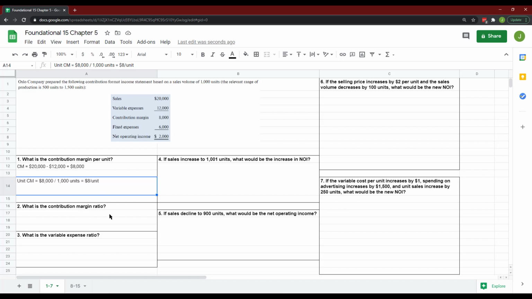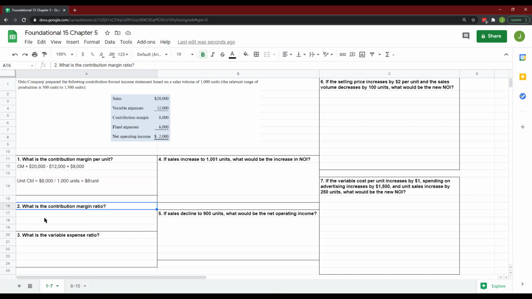So exactly what does that mean? So the unit CM tells us for every unit that we sell, that's how much each unit contributes, not only to covering those fixed expenses, but also contributes to that net operating income figure. So if I sell one extra unit, I now have $8 additional to go towards covering those fixed expenses and hopefully giving me a little bit more of a cushion as far as net operating income is concerned. So that's what your unit CM basically tells you.